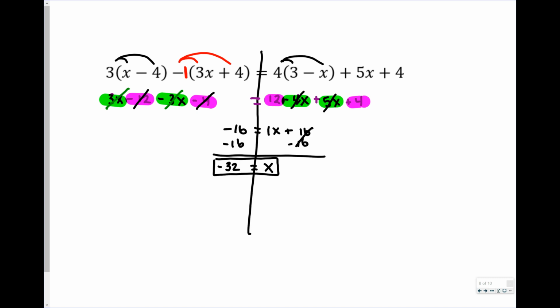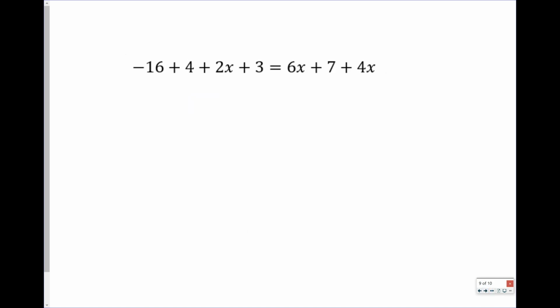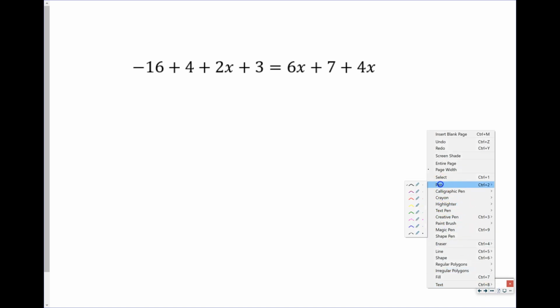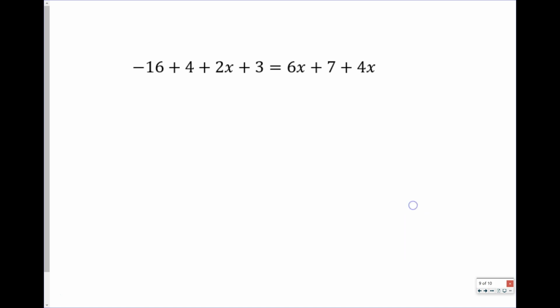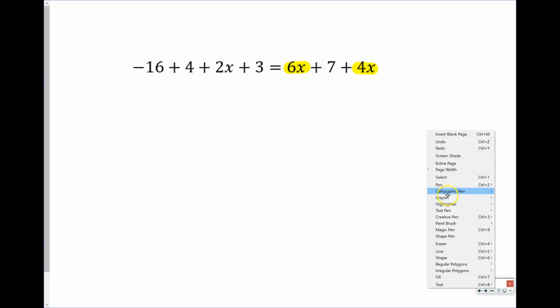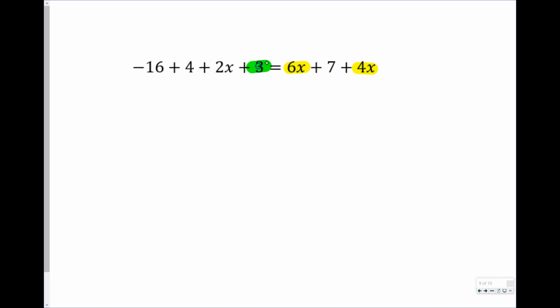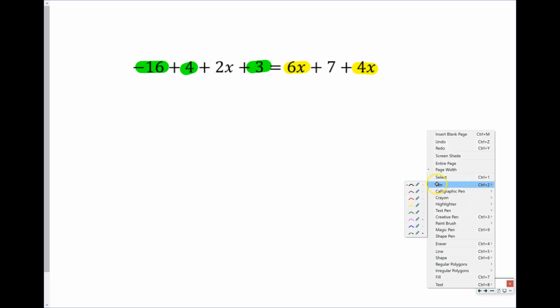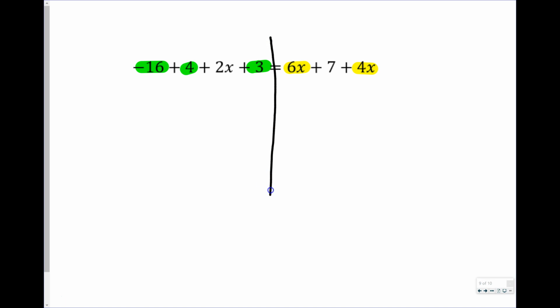The last problem just highlights something where there's no distribution, but there is some combining like terms going on. So when I look at this problem, I can skip the distribution step, but I've got to really notice that I've got a 4x and a 6x on this side, and then on the right side I have a bunch of numbers that I have to combine. So I've got a 3, a 4, and a 16 that I have to put together. So I'm going to draw my line. I'm going to combine the negative 16, 4, and 3.